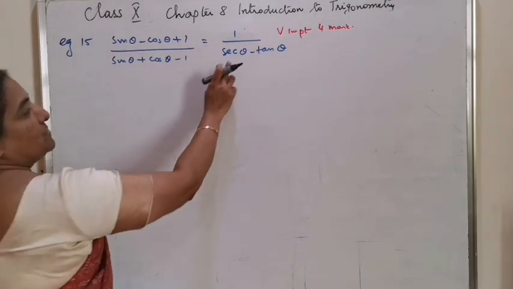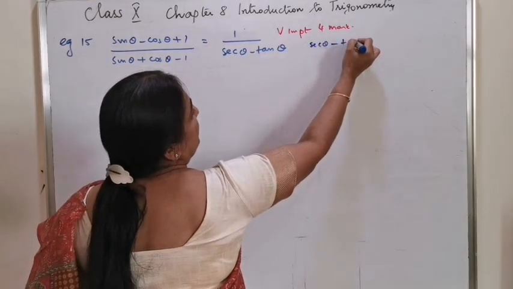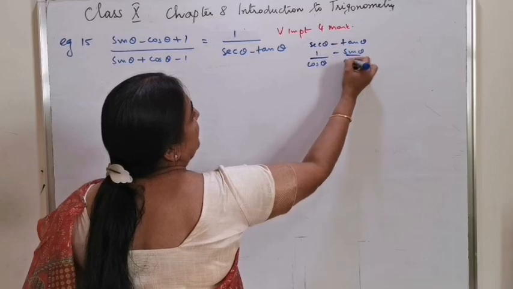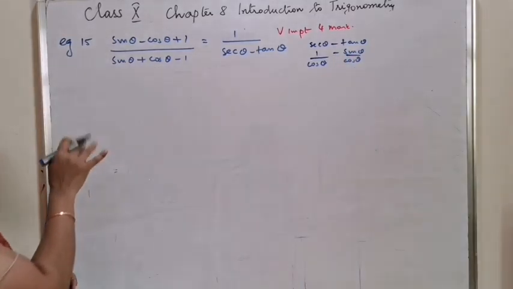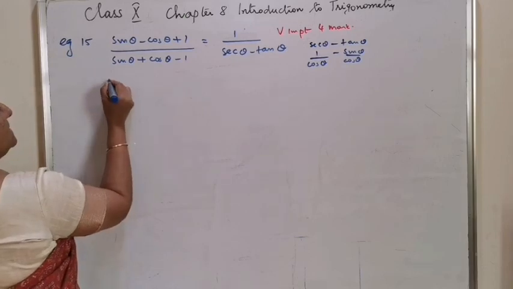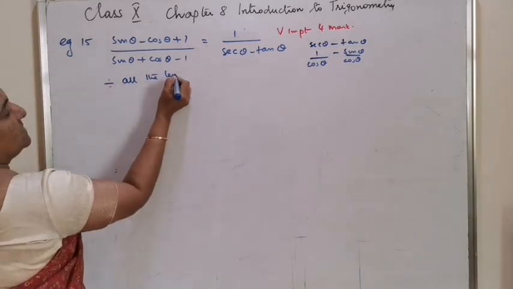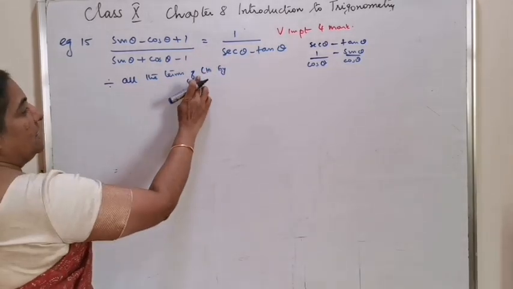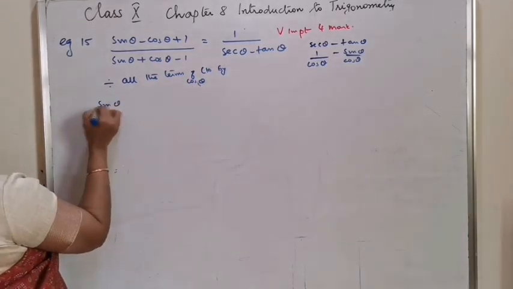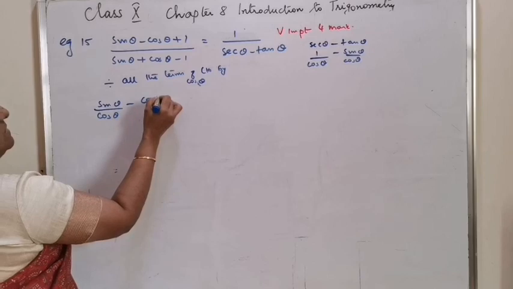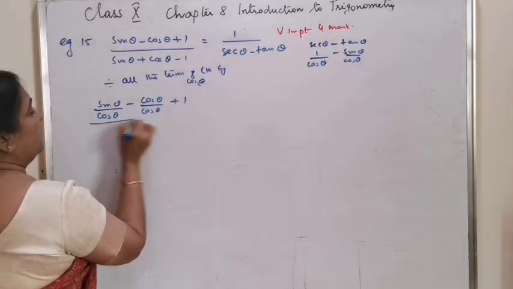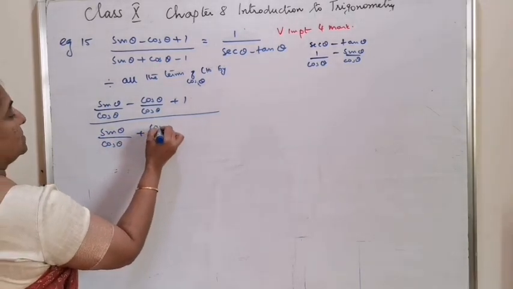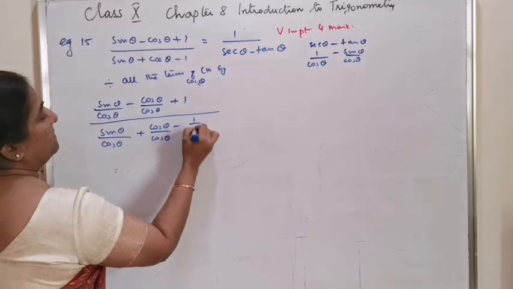Now, when you see sec theta and tan theta, it gives you an idea: sec is 1 by cos and tan is sin by cos. That means you divide all the terms by cos theta. First step is divide all the terms of LHS by cos theta, because we are going to start with the LHS only. Sin theta by cos theta minus cos theta by cos theta plus 1 divided by sin theta by cos theta plus cos theta by cos theta minus 1 by cos theta.